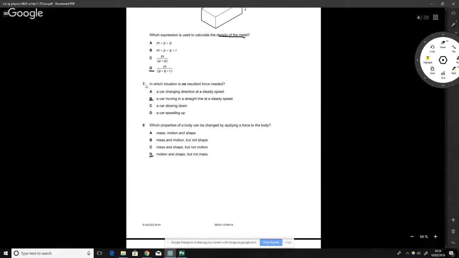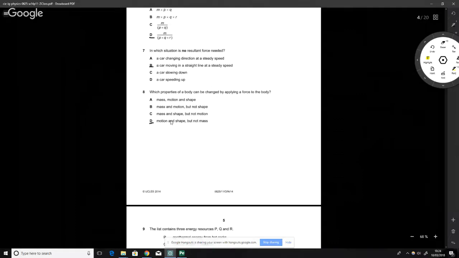All right, in which situation is no resultant force needed? Well, if it's changing direction, it will have some form of acceleration, whether it be centripetal acceleration if it is moving in a circle. If the car is slowing down, it's obviously decelerating. If it's speeding up, it's accelerating. Any form of acceleration needs a force. But if it's moving in a straight line at a steady speed, it requires no force. So the answer is B.